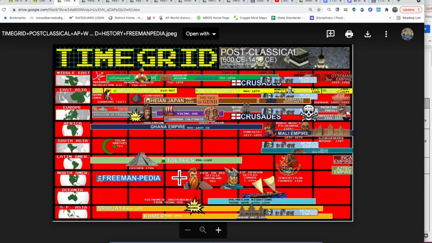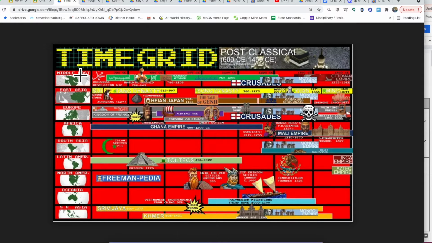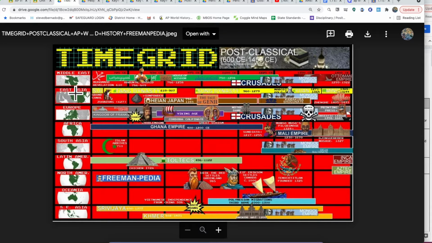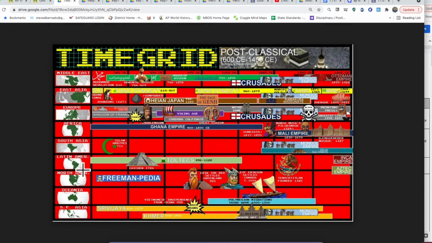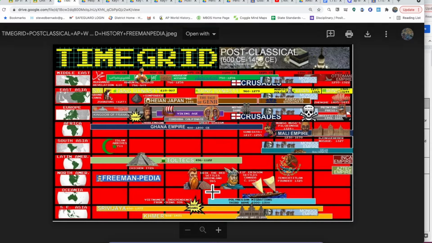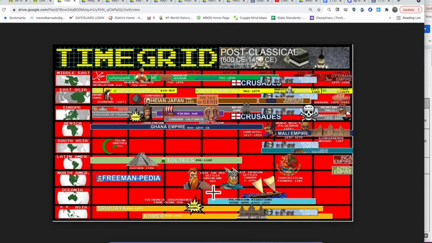Here's your time grid. You can see what is going on from the period 725 CE to about 1450 CE. All over the world, the major civilizations, the major activities, what civilizations and activities overlap, and that's where the skills and analysis come in. So in the Middle East, East Asia, Europe, Africa, South Asia, Latin America, North America, Oceania, which they call Australia, and Indonesia or Southeast Asia, and you can see from the time moving down, you can see which civilizations overlap and what's going on, and that is an introduction to how they interact.